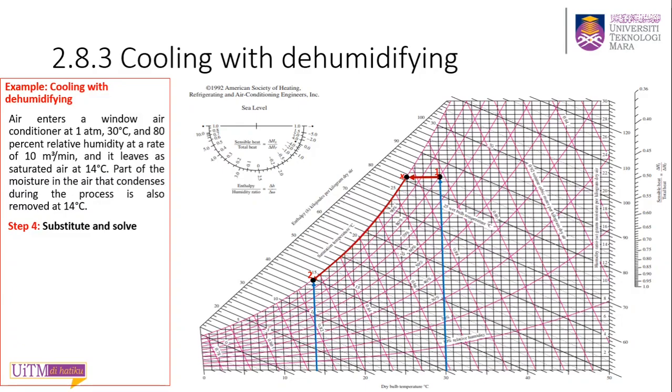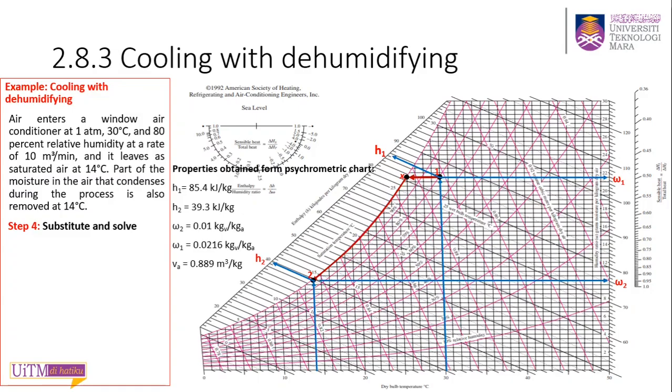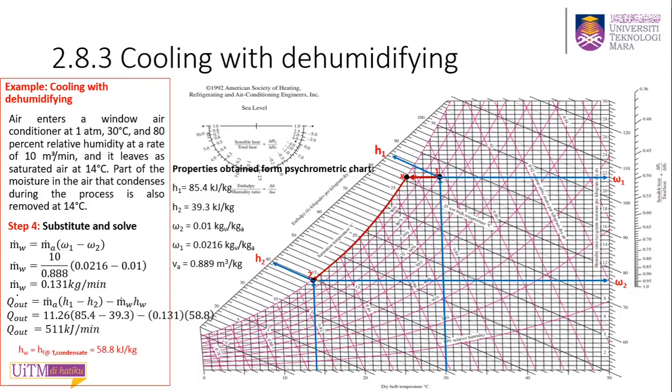Next, draw the required property lines, read the properties as precisely as possible, and list them down. For step 4, substitute and solve for the question. If there are any questions, please do not forget to ask me later in our discussion session.